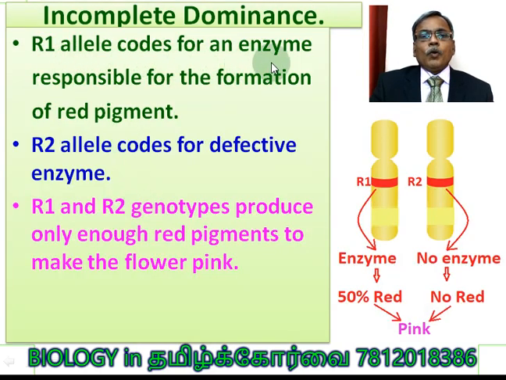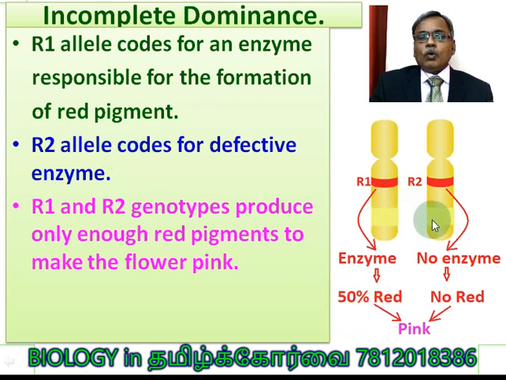The R1 allele codes for an enzyme. So they are giving the biochemical explanation. R1 is responsible for producing an enzyme which is responsible for the formation of red pigment. So R1 produces an active enzyme, students. This active enzyme converts the inactive pigment into active red pigment. So it is responsible for producing the 50% red.